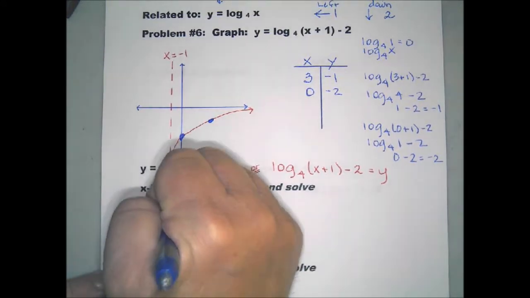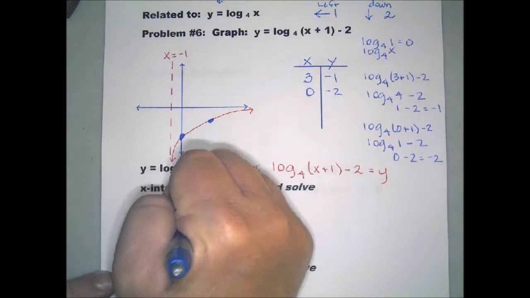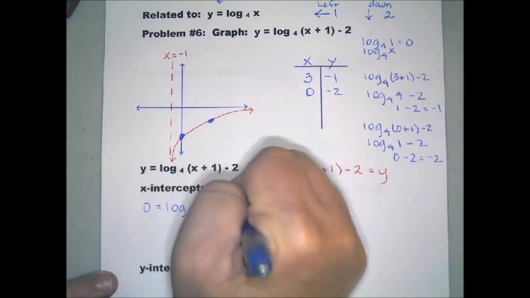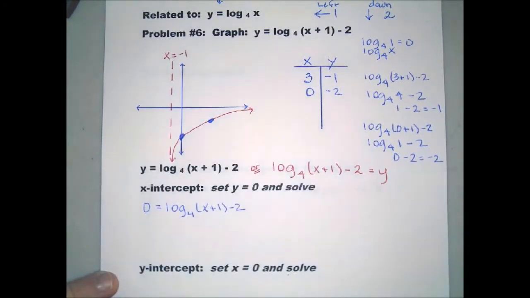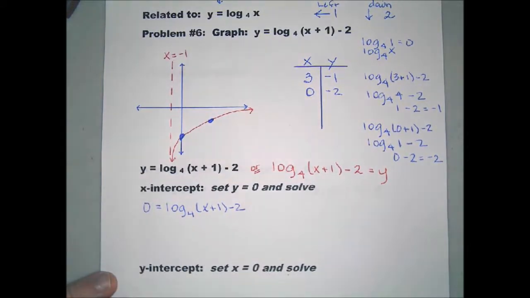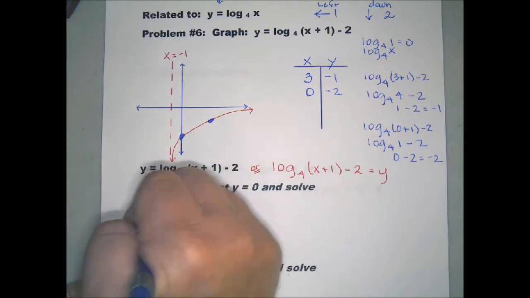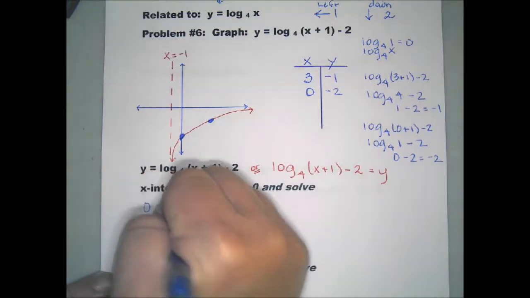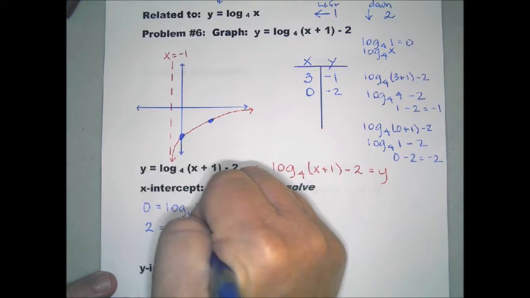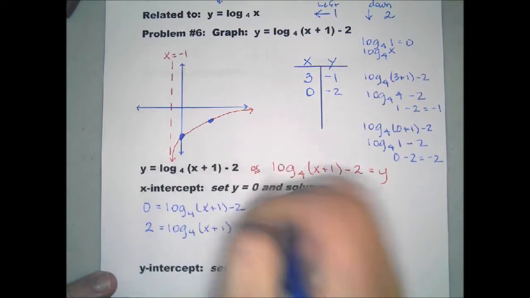So 0 equals log base 4 of (x plus 1) minus 2. All I did was put a 0 right there where the y is. Now I'm going to start solving. I'm going to move the negative 2 over to the other side, and it's going to become a positive 2. 2 equals log base 4 of (x plus 1).